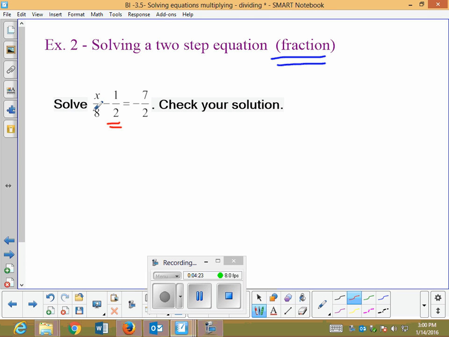8 is attached to it. So don't get rid of the number that's attached. Get rid of the number or the term that's not attached. This side, don't worry about it because that's the other side of the equal sign.